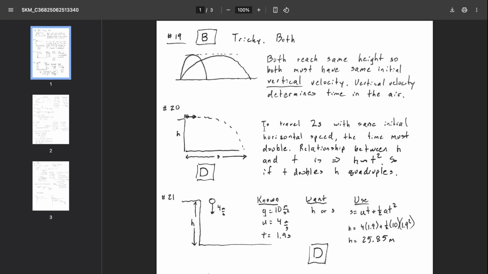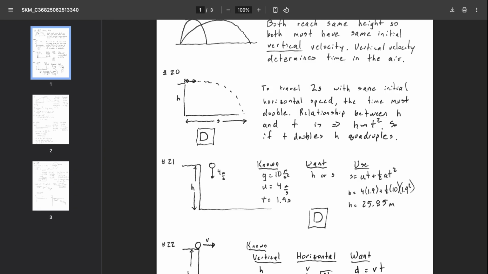Okay, so I just wrote it out here. Travel 2s with the same initial horizontal speed, the time must double. All right, so the relationship between h and t is h is proportional to t squared. If you remember the book, actually I have it right down here. s equals ut plus 1/2 at squared. So the displacement is proportional to time squared. So if you want to double t, then h has got to quadruple. So that's why the answer is D, 4h.